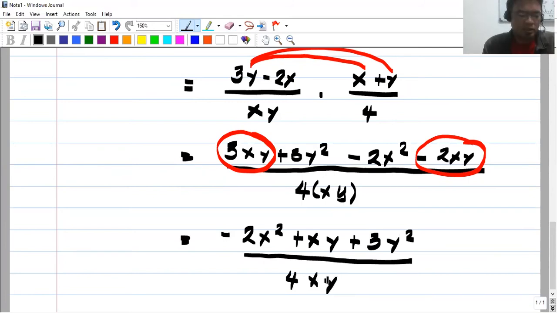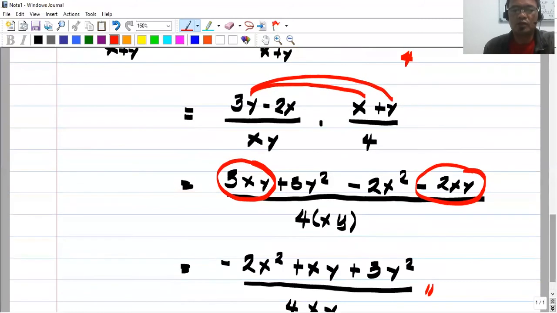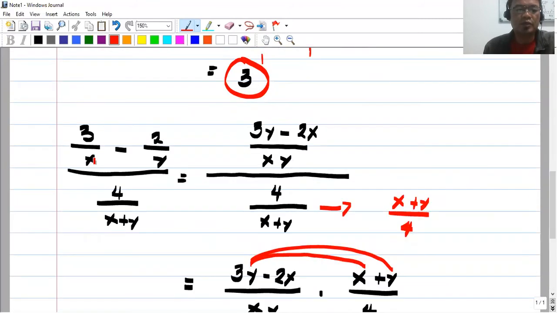Okay? Is there something that we can do to simplify our numerator? Okay, none. So we have our final answer, which is negative 2x squared plus xy plus 3y squared all over 4xy. So that is our simplest answer to the given complex rational expression, 3 over x minus 2 over y all over 4 over x plus y.